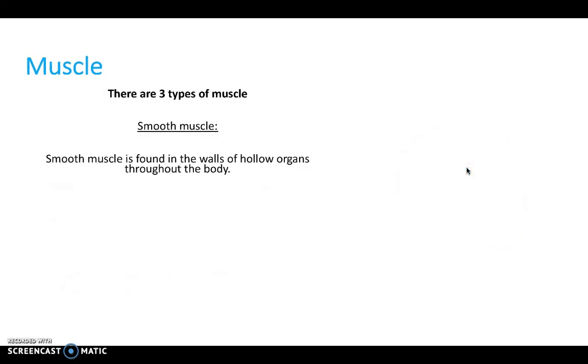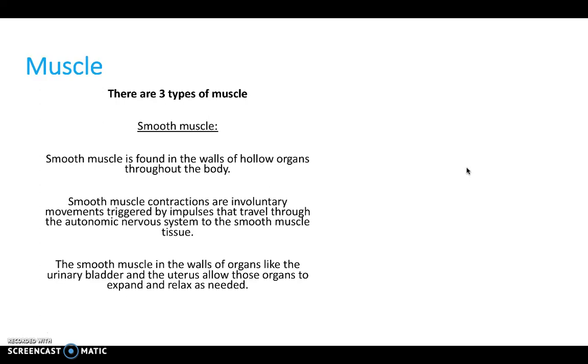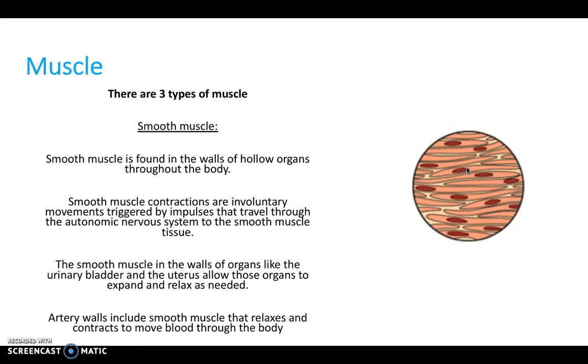Next, we have smooth muscle. This is found in the walls of hollow organs throughout the body, and this responds to involuntary movements triggered by impulses travelling through the autonomic nervous system of our bodies. The smooth muscle in the walls of organs like the urinary bladder and uterus allows them to expand and relax. And artery walls also contain smooth muscle that relaxes and contracts to move blood through the body, in line with vasoconstriction and vasodilation, for example.